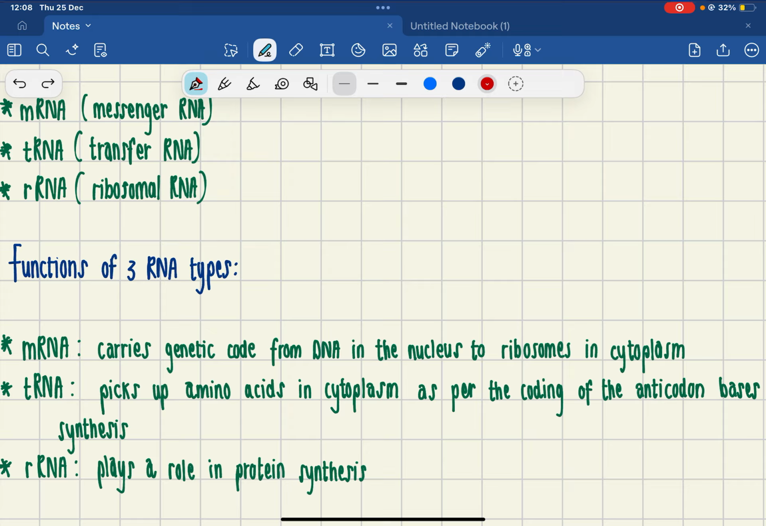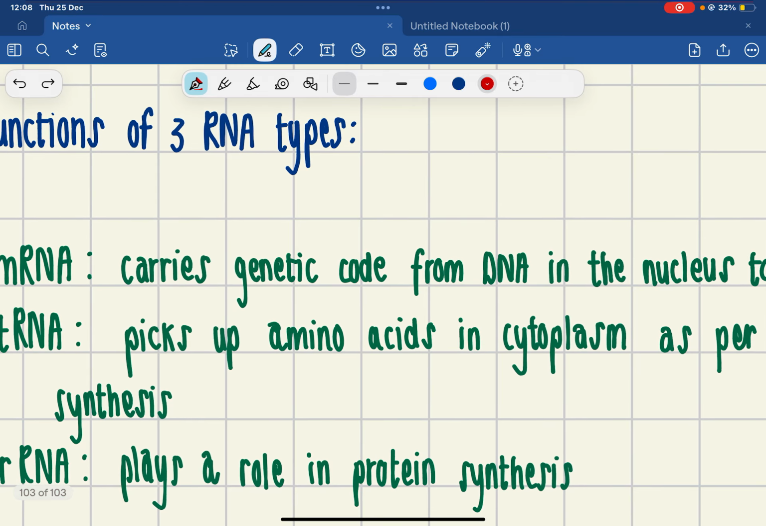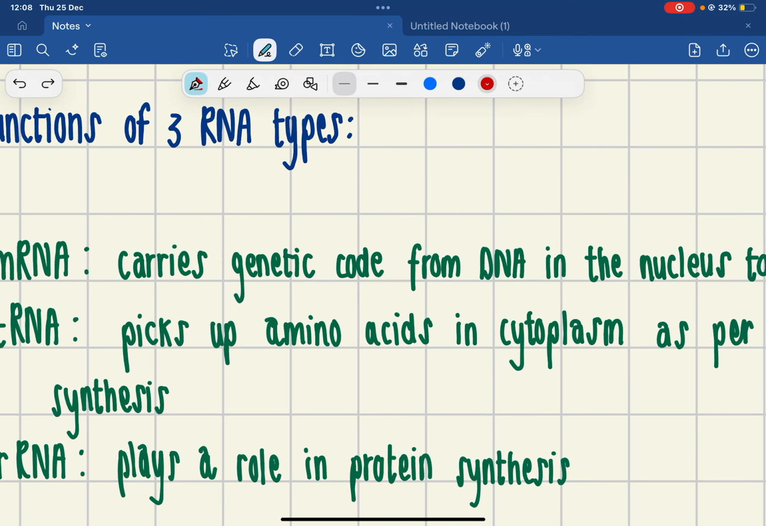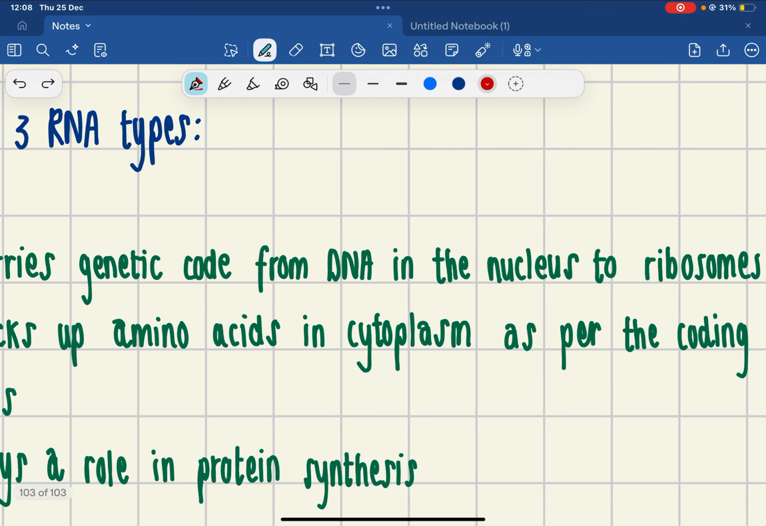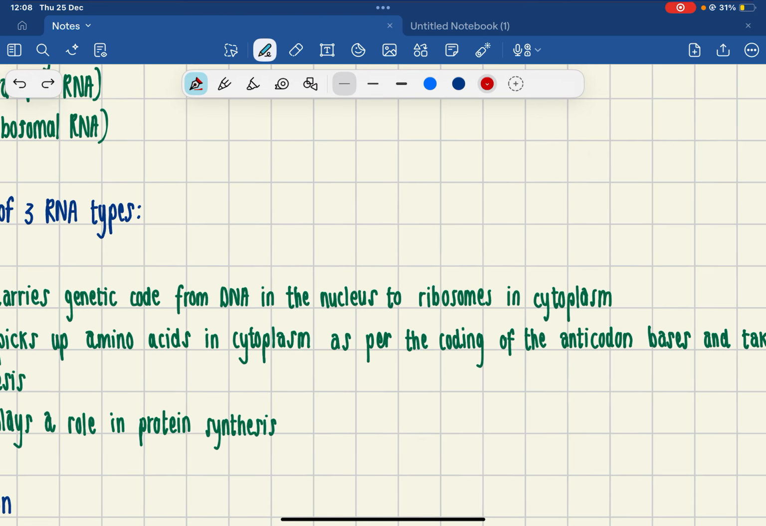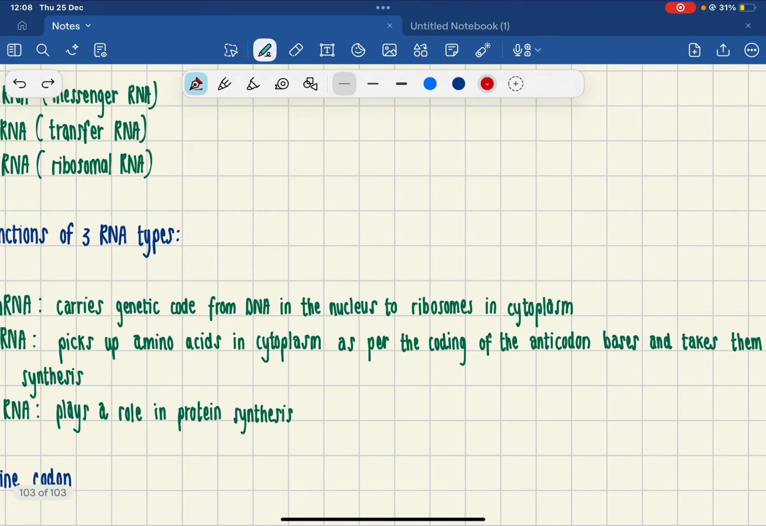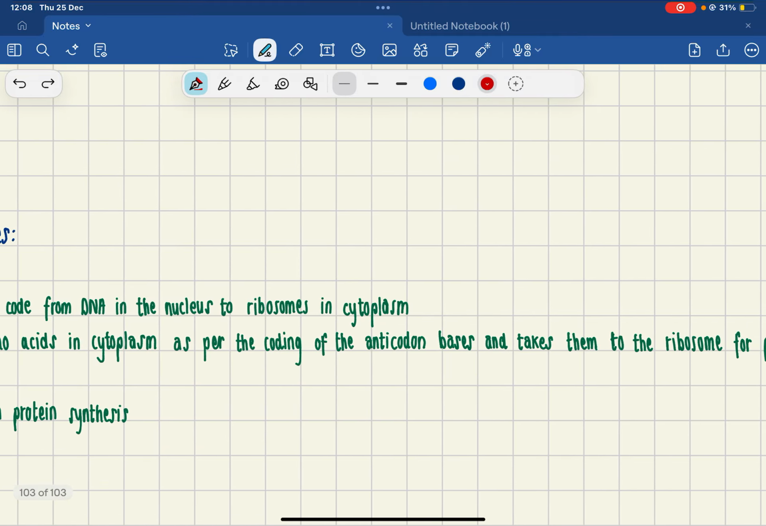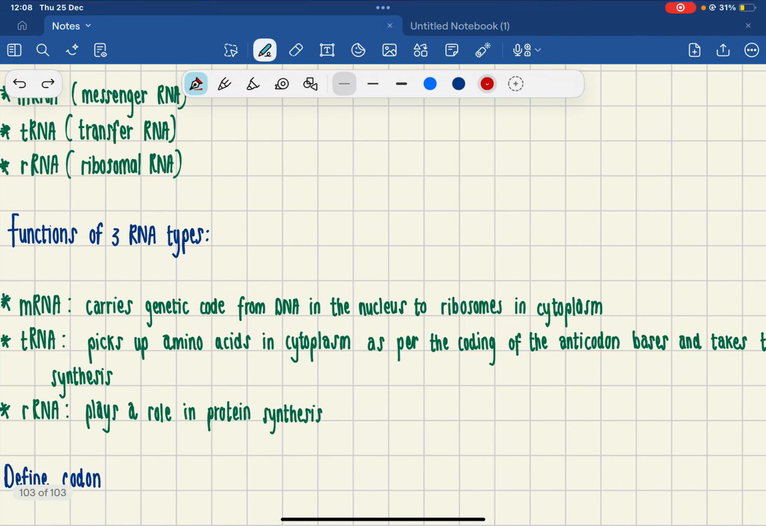Okay. Now, functions of RNA, boys and girls. We said, what is the function of mRNA, which is messenger RNA? Messenger RNA, you're carrying the message, the genetic code. So messenger RNA or mRNA, it carries the genetic code from DNA in the nucleus to the ribosomes in the cytoplasm. The function of tRNA is that tRNA picks up specific amino acids. tRNA, transfer RNA, it picks up specific amino acids in the cytoplasm as per the coding of the anticodon bases and takes them to the ribosomes for protein synthesis.